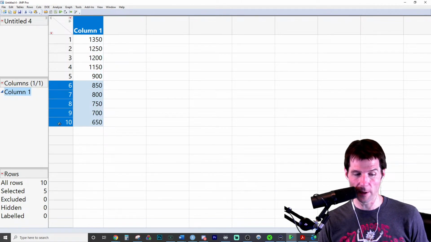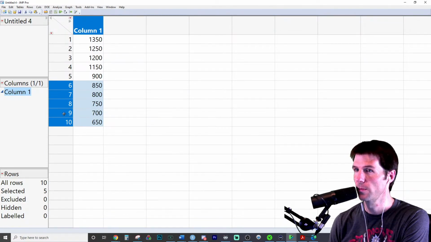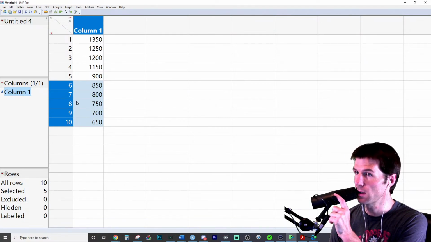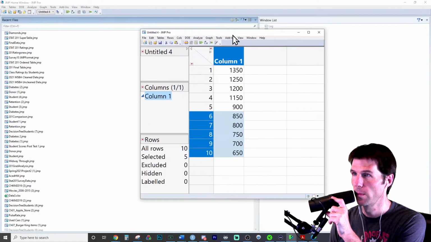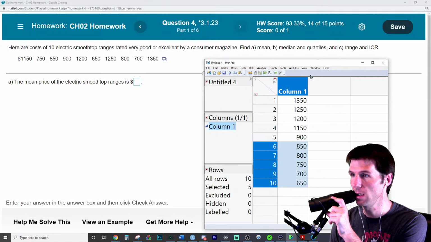Now, when you look at this data right here, there are 10 observations. Can anyone tell me the median of this data right now? I just want you to look at this data, and all I want you to do is tell me the median of this data.